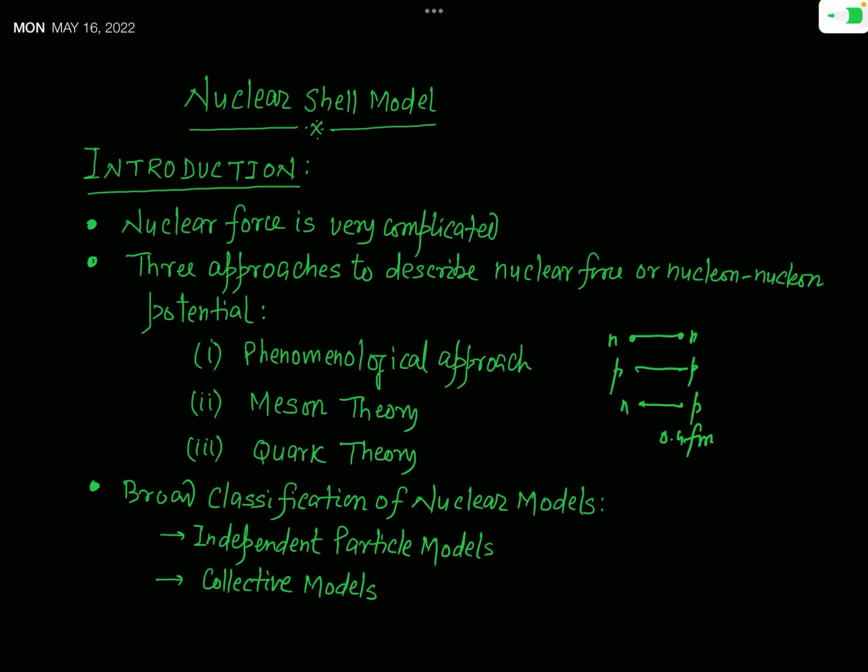In fact, when you studied the nuclear force, you have seen there are three different approaches to understand the nucleon potential. And what are those three different approaches? The first one is known as the phenomenological approach. The second is the famous meson theory proposed by the Japanese scientist Yukawa. And the third one is the most recently developed quark theory.